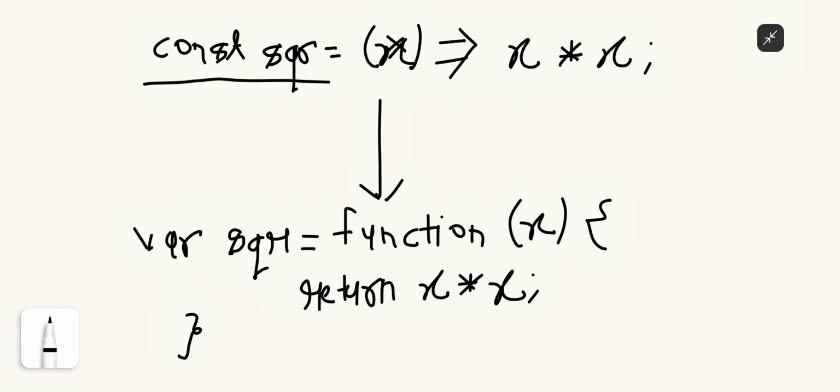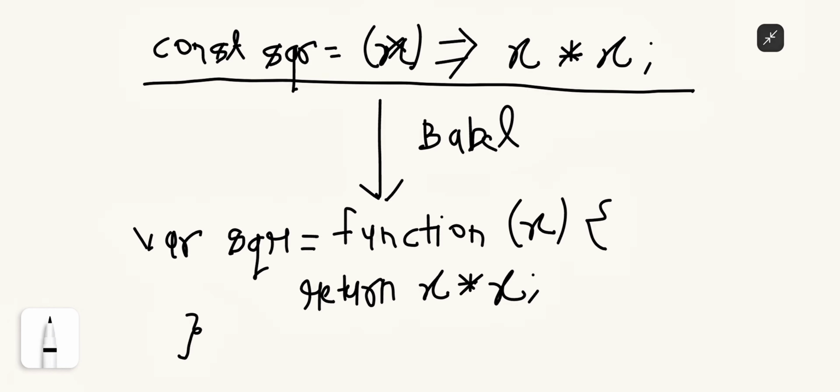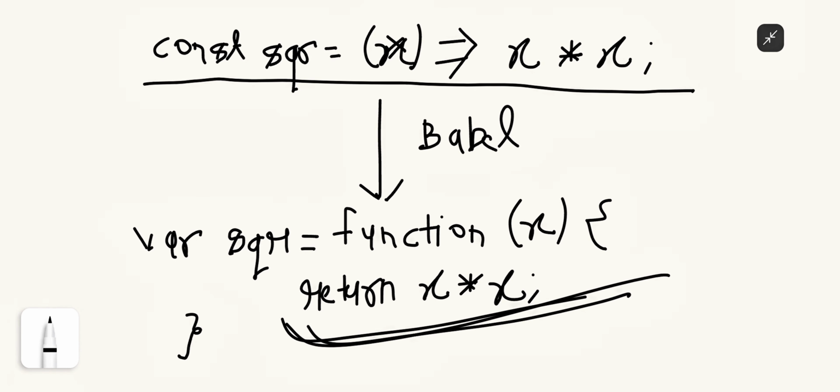So this is an example of modern JavaScript code. A const square arrow function which returns the square of a number. Our browsers do not understand this modern JavaScript code. So what Babel does, Babel converts this modern JavaScript into JavaScript that is easily understandable by your browsers.